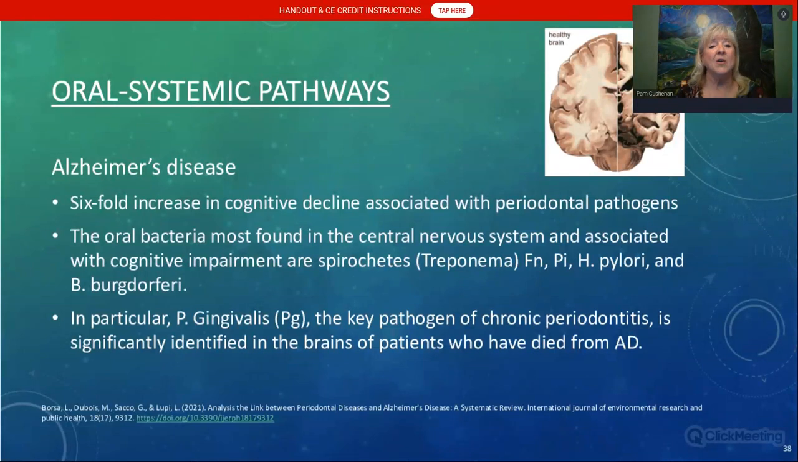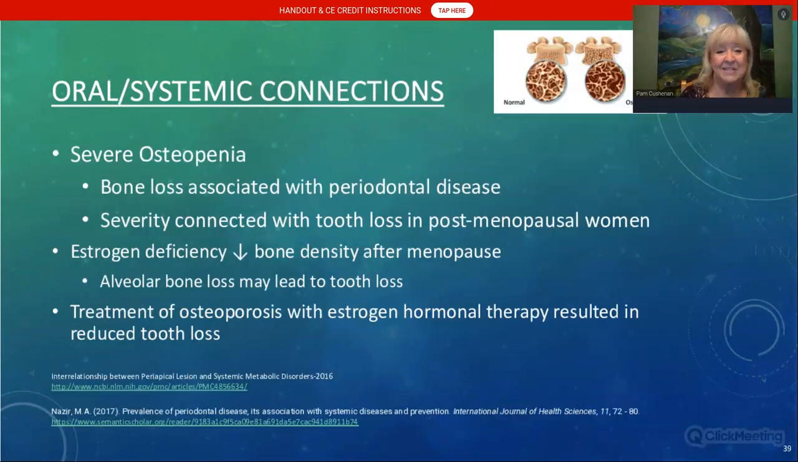But anyway, all right. So the oral bacteria most found in the central nervous system with cognitive impairment association are the spirochetes or Treponema, F. nucleatum, H. pylori, etc. P. gingivalis, again, back to PG. This is one of the key pathogens of chronic periodontitis, and such high numbers of it are often seen in the brain of patients who have died from Alzheimer's disease. I mean, come on. We've got a lot of evidence for this now.